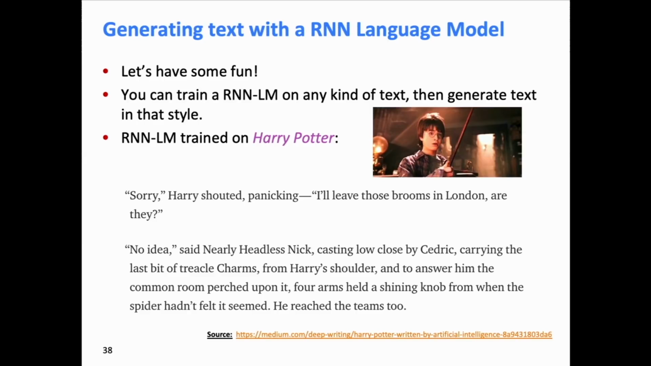There's been some really interesting work in trying to look inside the hidden states of language models to see whether it's tracking things like, are we inside an open quote or a closed quote? And there has been some limited evidence to show that maybe there are certain neurons inside the hidden state which are tracking things like, are we currently inside a quote or not?